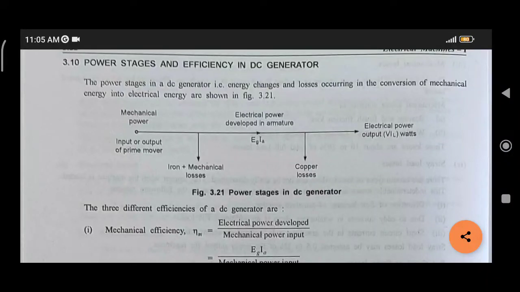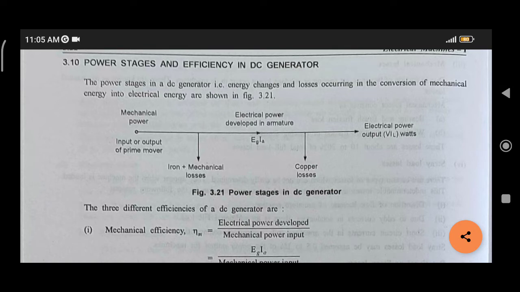Hello student. Today we are discussing the power stages and efficiency in a DC generator. The power is input in the form of mechanical power by using the prime mover. Out of this input power, we observe two losses: one is iron loss and the other is mechanical loss. Iron loss can also be called core loss.